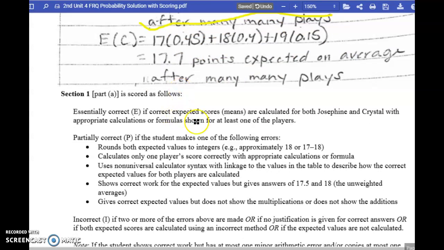And to be essentially correct, you just needed both correct expected scores and work. So you could have used the formula. So simply writing summation of x times p of x was enough. Or you could have actually showed the calculation.